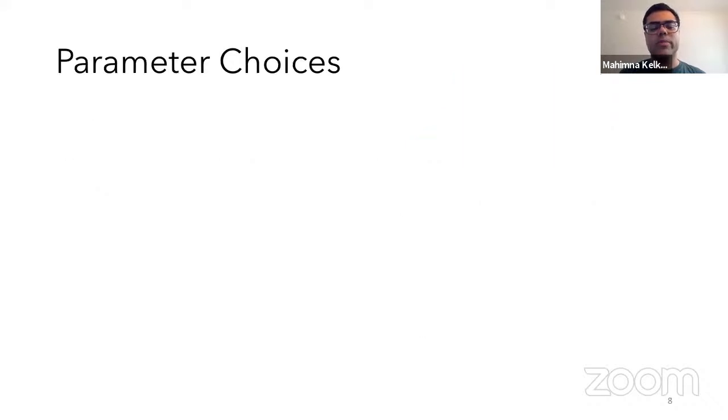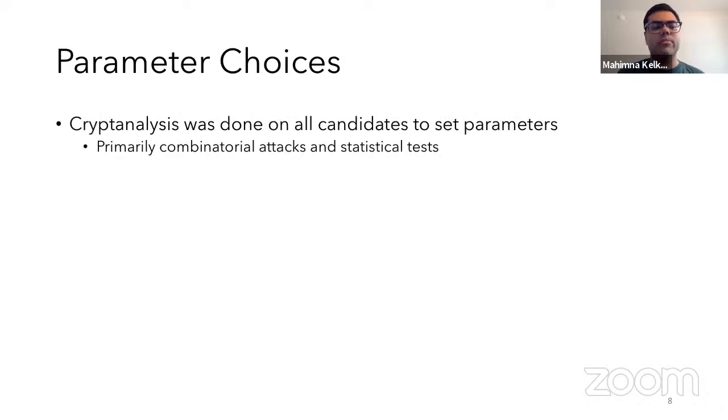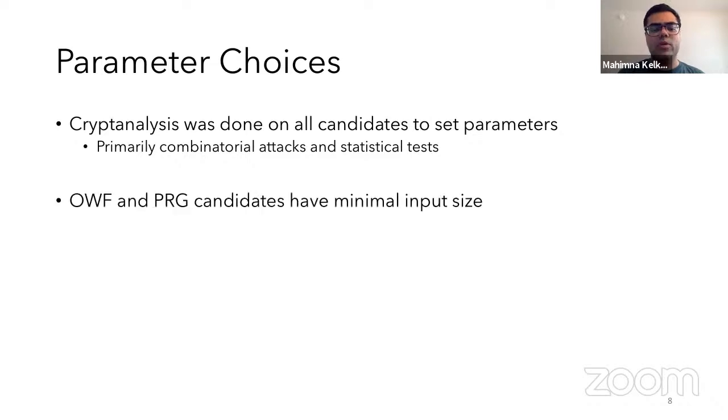So we performed extensive cryptanalysis and used it to influence our parameters, and we primarily considered combinatorial and statistical tests. We found, based on our analysis, that the one-way function and PRG candidates can have S-bit inputs, which is minimal for S-bit security, but we definitely welcome more cryptanalysis.